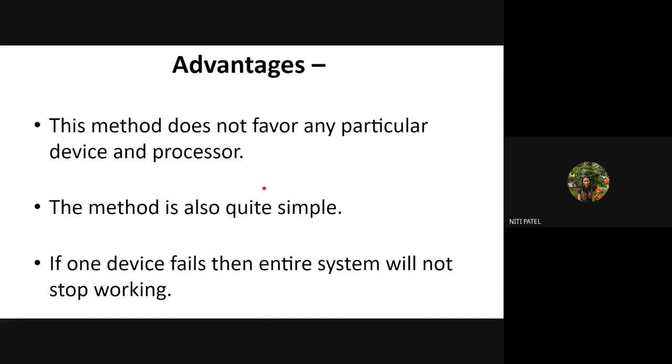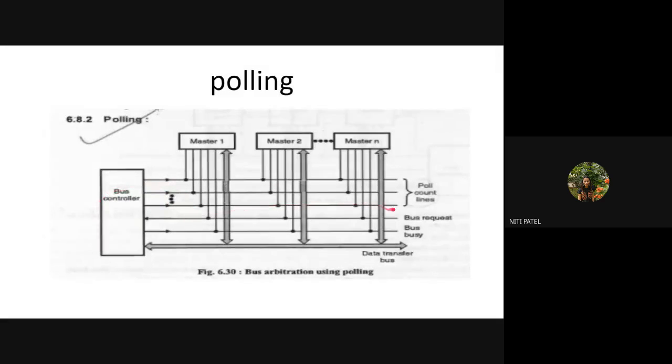So what is the advantage? This method does not favor any particular device or processor. What does that mean? Since I'm using the concept of address, whichever device address matches with the bus controller address, that device will be served. So I am not keeping the restriction only up till master 1.